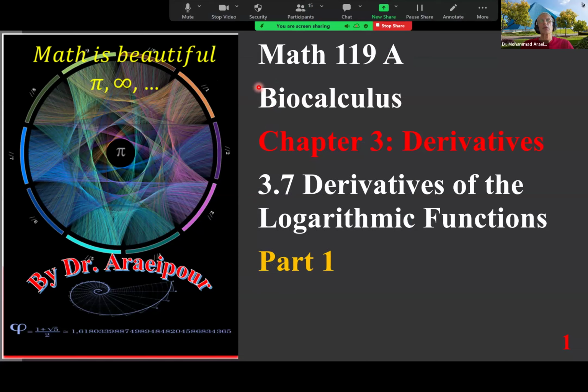Good morning, class. We are looking at Chapter 3, Derivatives, Section 3.7. Derivatives of the logarithmic functions. Derivative of logarithmic functions.